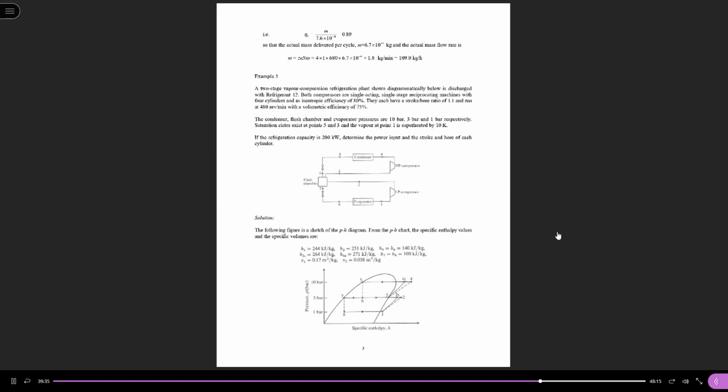So for the evaporator, then we know the refrigerating effect. We know the state of 1, the value of enthalpy, and state 8. State 8 is equal to 7. Then for the evaporator, the mass flow rate is 1.39 kilograms per second.